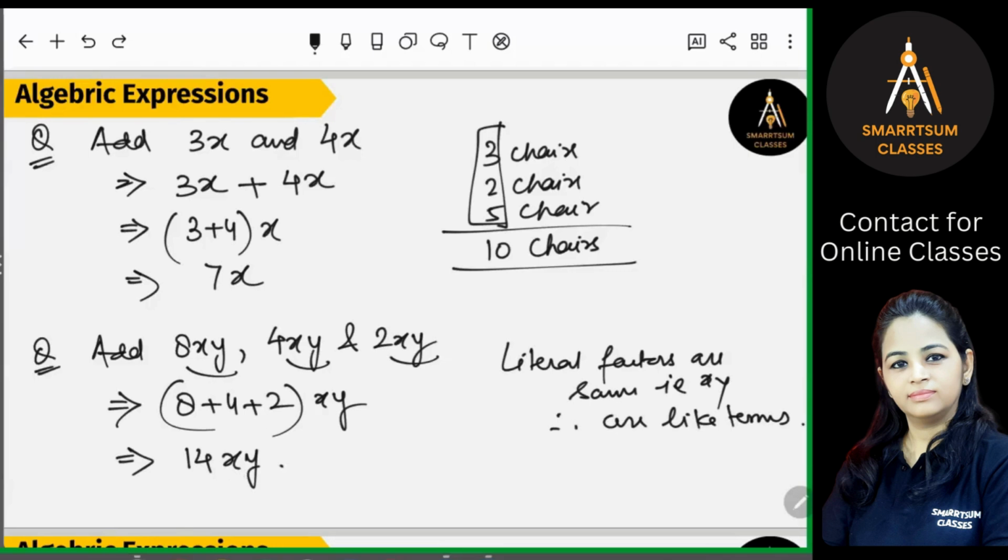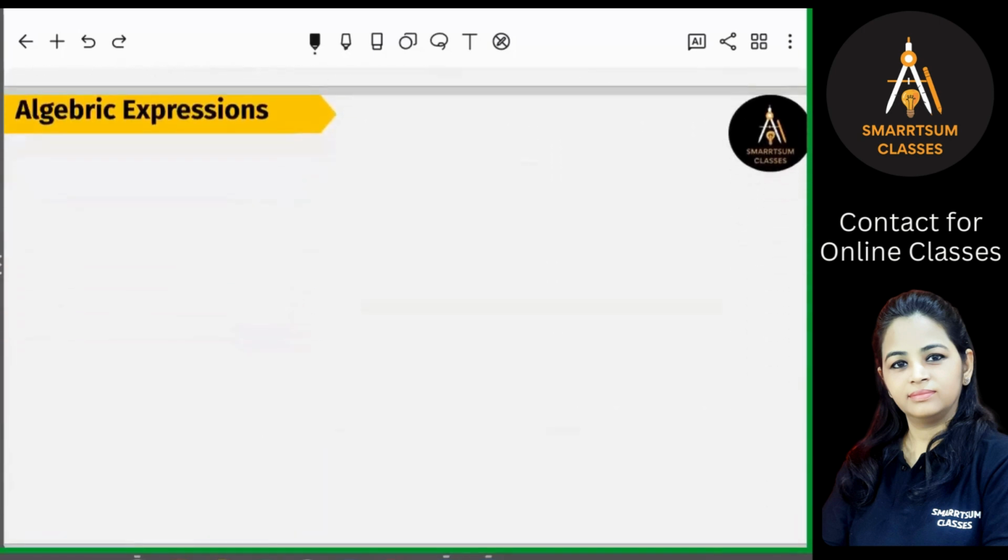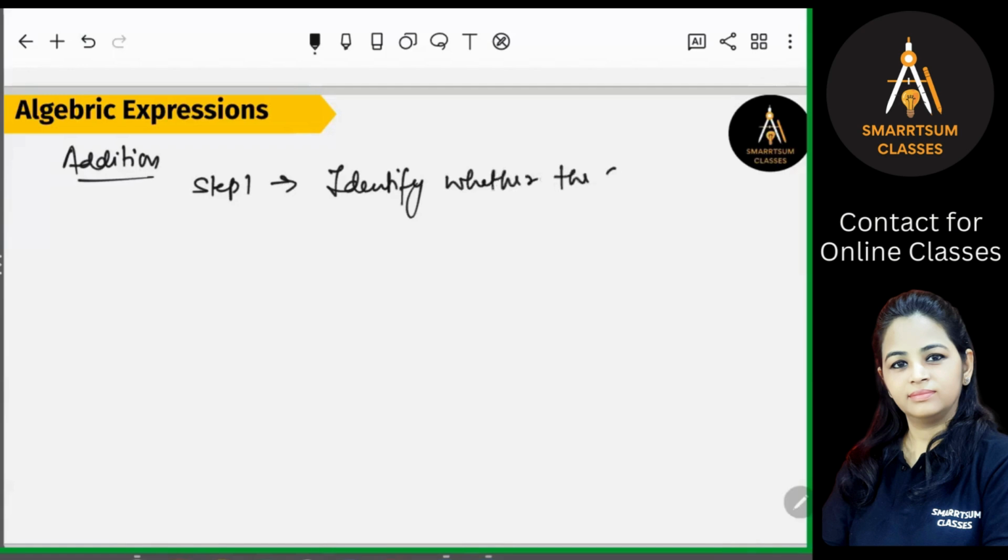Is that clear? So what is the first step in addition of algebraic terms? That we have to identify whether the terms are like or unlike. So step one in addition: identify whether the given terms are like or unlike. Is that clear?